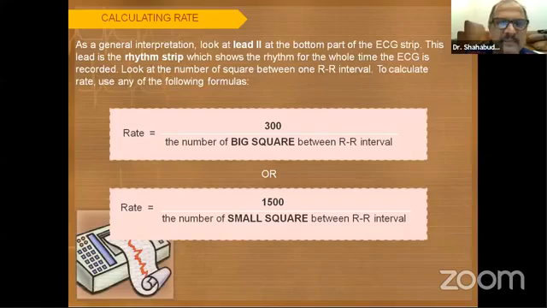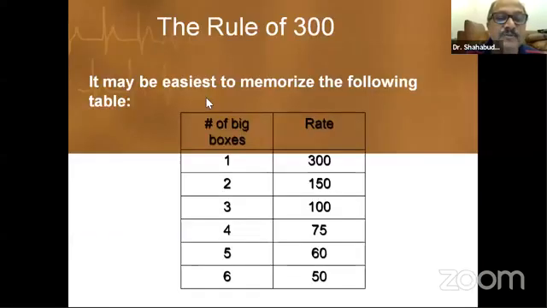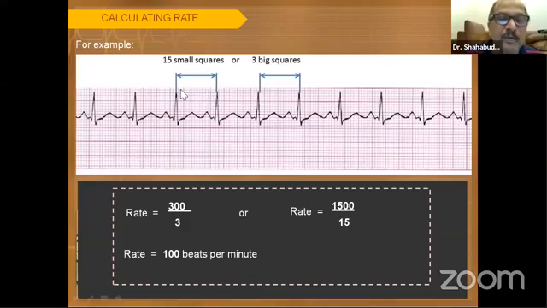But this is also applicable in regular rhythm. This is the RR interval. In between the RR interval, there are large squares: 1, 2, 3. So 300 by 3, or it can be divided into 1500, because if you take the 1500, then you will have to count the small squares: 1, 2, 3, up to 15. So we take 15 smallest squares, and divide 1500 by 15. And if we take the larger squares, that is 1, 2, and 3, we divide 300 by 3. So the rate is 100.